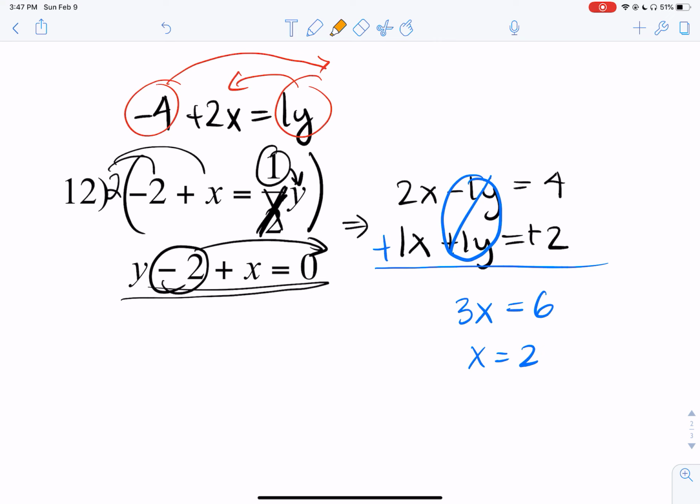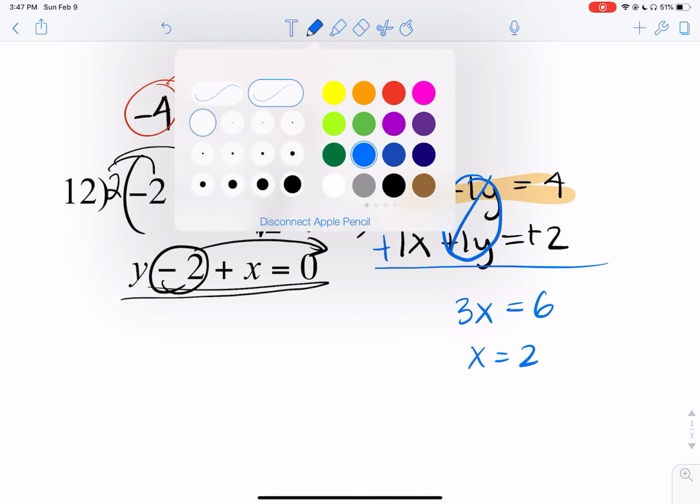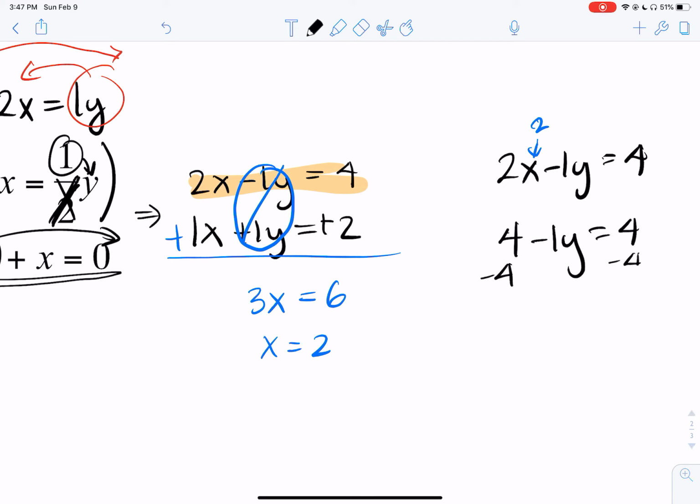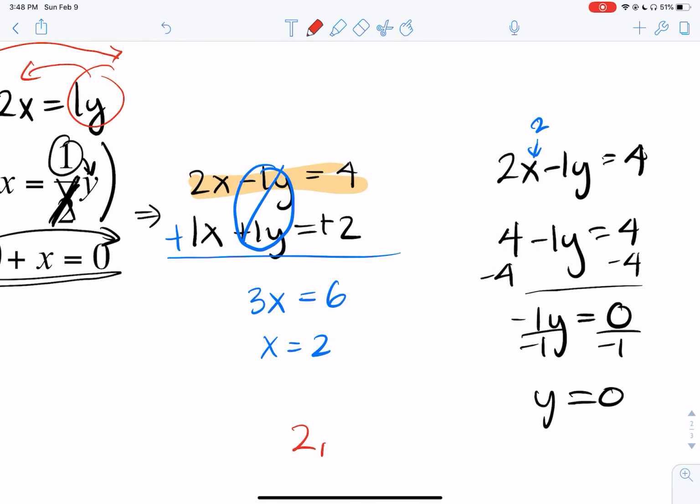Now, using this top equation, 2x minus 1y is equal to 4, I plug in the 2 into the x value, not the y value, and we get 4 minus 1y is equal to 4. If I subtract 4 from both sides, negative 1y is equal to 0, and dividing 0 by any number still gives me 0. So the value of y is equal to 0. So the solution here will be (2, 0).